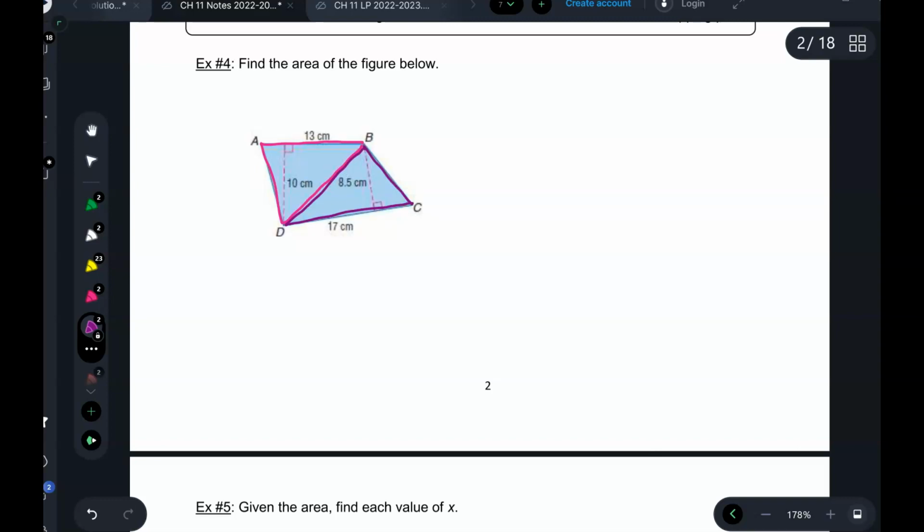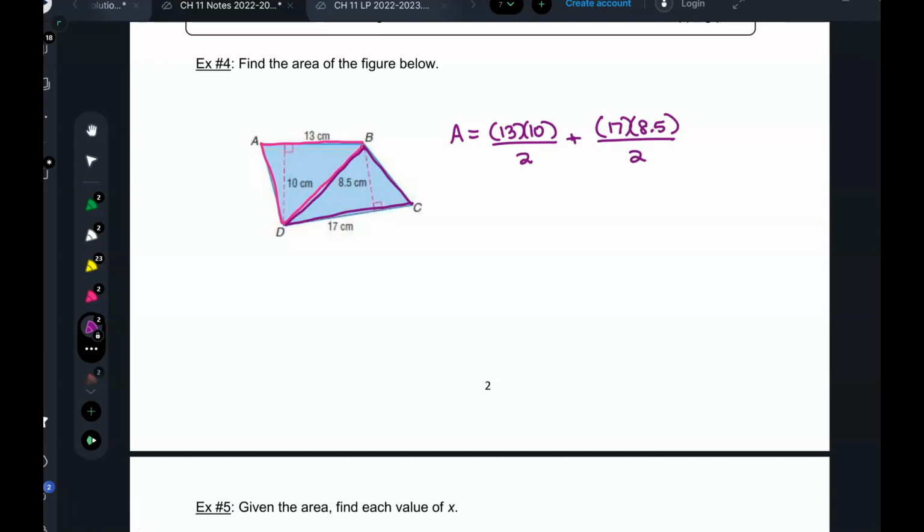Right. So if we take that quadrilateral that is not regular, it's an irregular shape, and just divide it up into 2 triangles, and then add them together. So 13 times 10 divided by 2 plus 17 times 8.5 divided by 2. 8.5, that's referring to here. This is the height. So you have to picture this triangle is 13 with a height of 10. This triangle has a base of 17 with a height of 8.5.